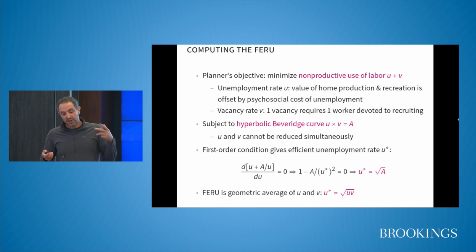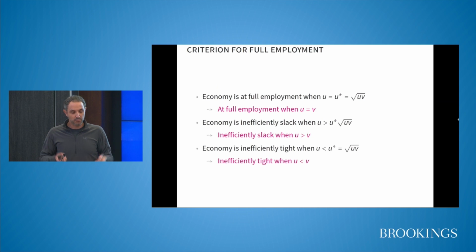Now, if you don't even want to take a square root, just from this simple result you can get a very easy-to-use criterion to figure out whether your labor market is at full employment, too hot, or too cold. How do you do that? Well, it's pretty simple. Full employment means your unemployment rate is equal to U star. But U star is the square root of UV. So at full employment, U has to be equal to V. You keep track of the unemployment rate and the vacancy rate. When the two are equal, you know you're at full employment. By the same logic, if the unemployment rate is above the vacancy rate, your economy is too slack. If your unemployment rate is below the vacancy rate, your economy is too tight.